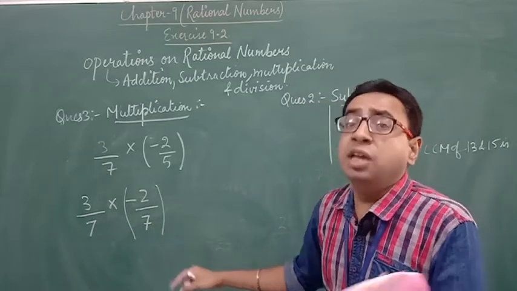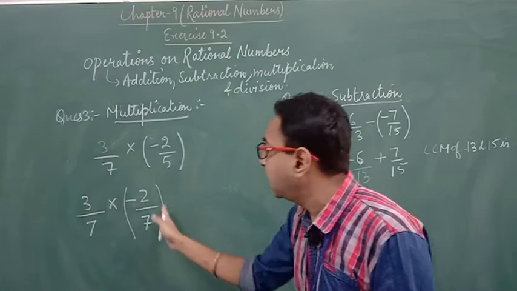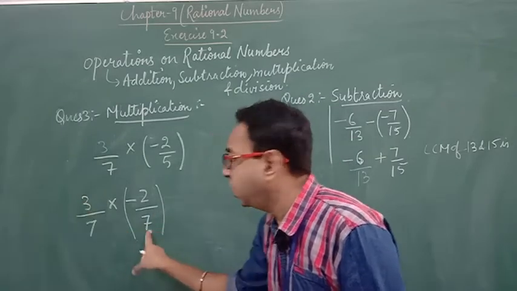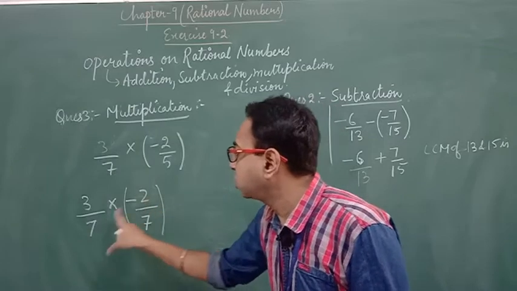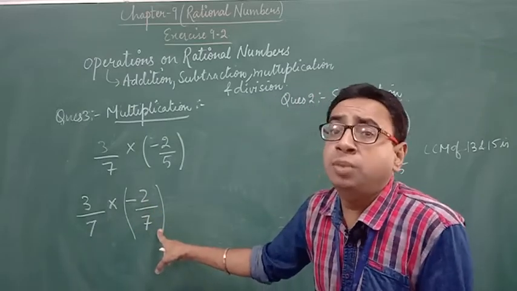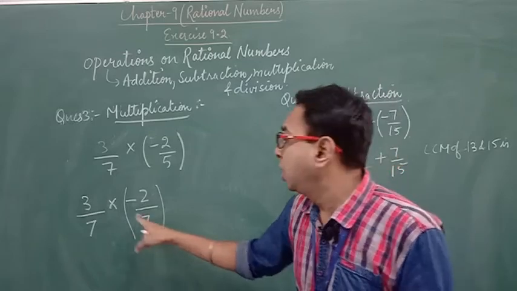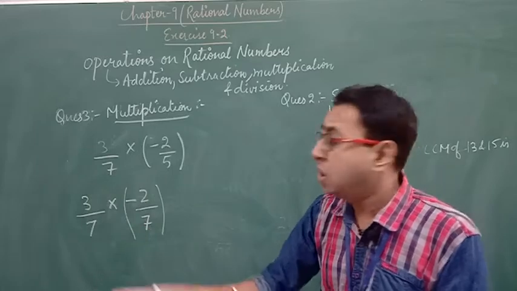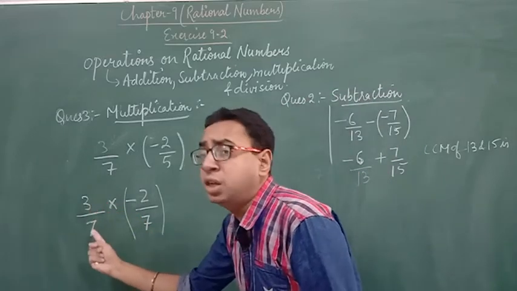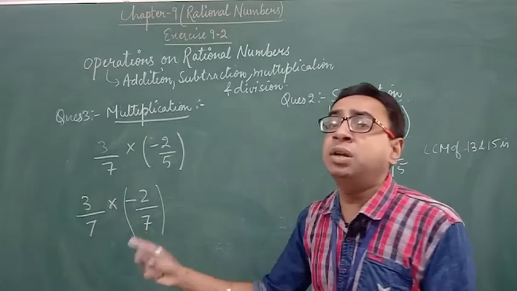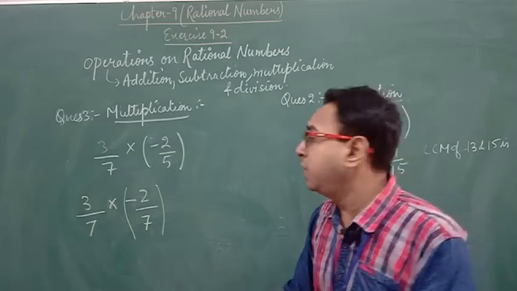In case we can cut, for example, in this case, we cannot cut. We cannot cut 3 and 7. We cannot cut minus 2 and 7. And don't do this blunder. Normally what students do, they cut this way, numerator with numerator and denominator with denominator. No. We can only cut numerator with the denominator, any denominator. That is the possibility.